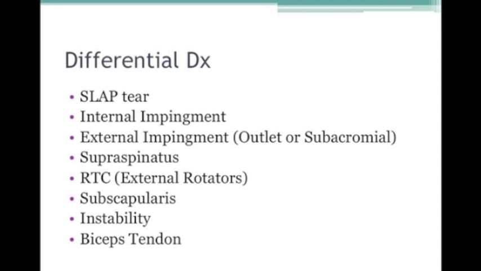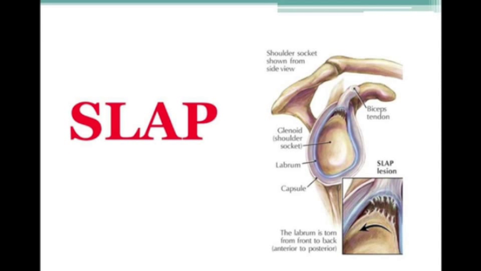So when we're looking at the shoulder, the main differential diagnosis that we're looking for is slap tear, internal impingement, which actually slap tear falls under internal impingement, external impingement, also known as subacromial impingement, supraspinatus pathology, rotator cuff, so your external rotators, basically teres minor and infraspinatus, your subscapularis specifically, any general instability, either anterior or posterior typically, and then biceps tendon pathology. So we're going to start with the slap tear. Good little picture here from the internet of the glenoid labrum being torn off by that biceps tendon.